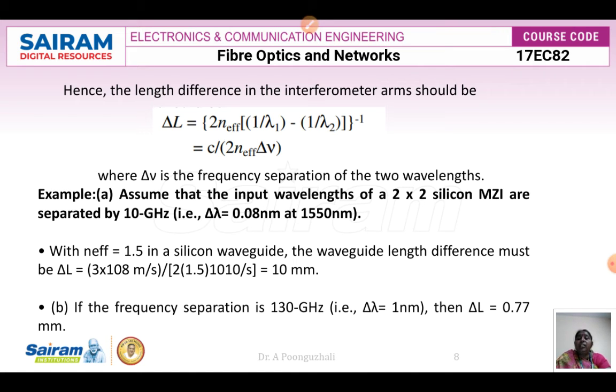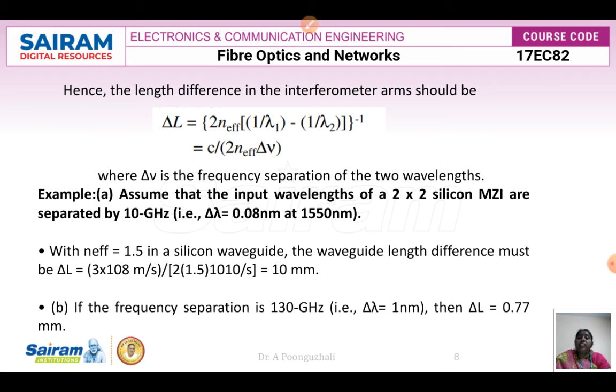So del L is going to be C, where C is 3 into 10 power 8 meters per second, by 2 into N effective, which is 1.5. Del L is 10 power 10 per second. That is, for 10 gigahertz, it is going to be around 10 gigabits per second there.